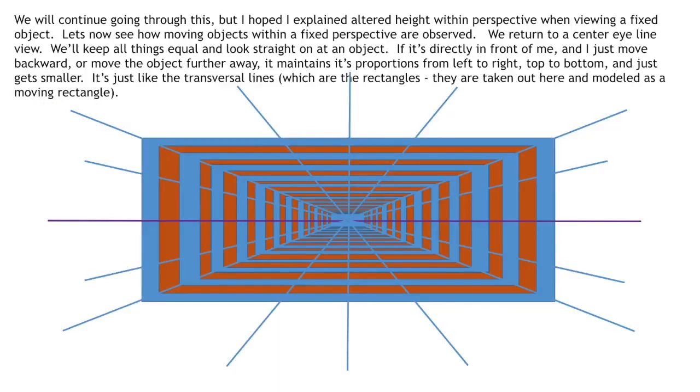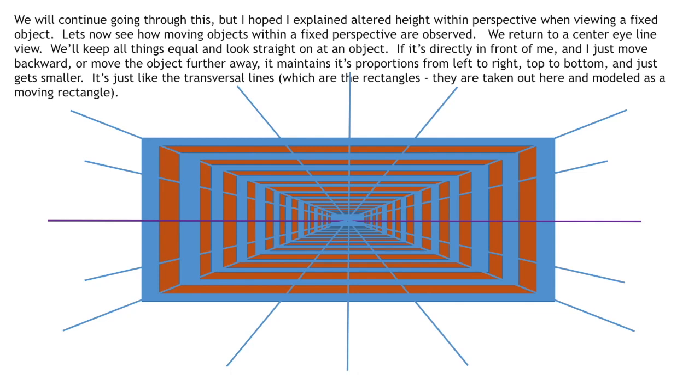So we'll continue going through this, but I hoped I explained the altered height within perspective when viewing a fixed object. And let's now see how moving objects within a fixed perspective are observed. So again, in the previous examples, we might be moving our observer height within a fixed corridor or some other landscape, and now we are going to try to put objects within a fixed perspective and see how they travel off into the distance or get near.